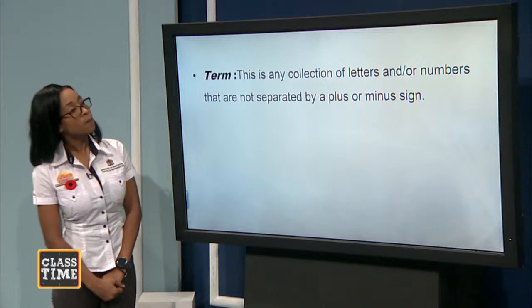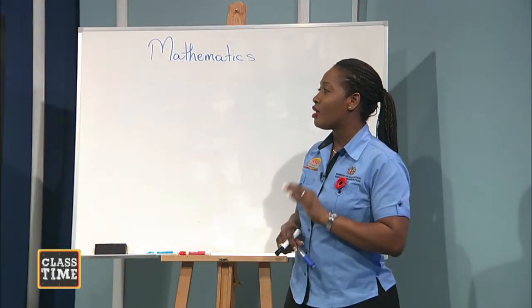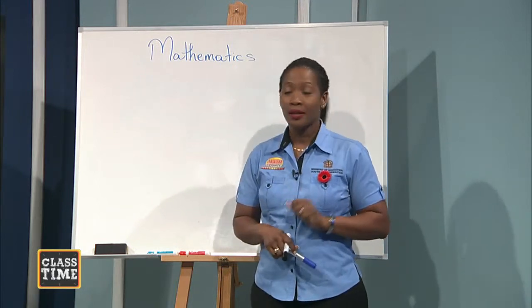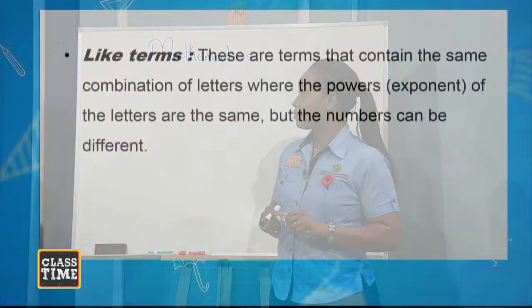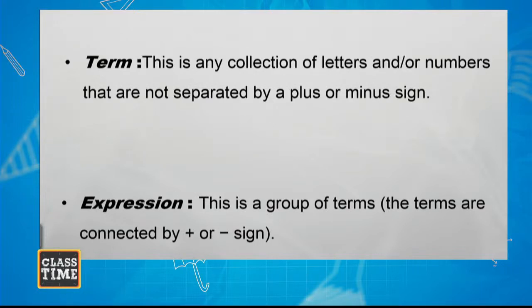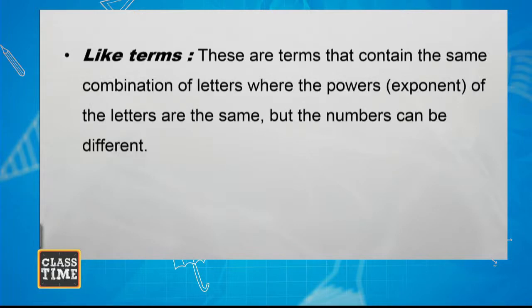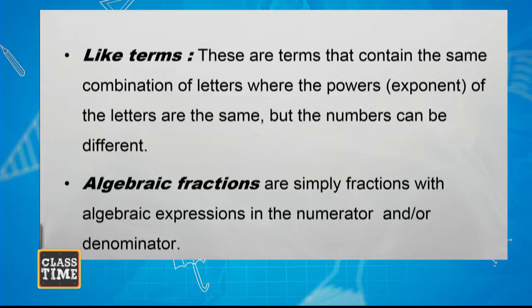Term. This is any collection of letters or numbers that are not separated by a plus or a minus sign. Expression. This is a group of terms. The terms are connected by plus or minus, or addition and subtraction. Like terms. These are terms that contain the same combination of letters where the powers, which is also known as the exponent, of the letters are the same, but the numbers can be different. And algebraic fractions are simply fractions with algebraic expressions in the numerator and or denominator.